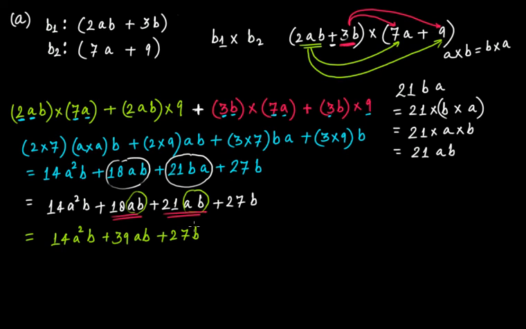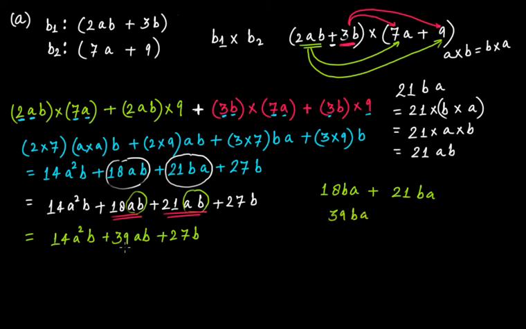Now, if you are thinking we do not convert 21ba to 21ab, but can we convert 18ab to 18ba? Yes, you can. Suppose you don't change the 21ba, but you decide to change this one and make it 18ba, right? Then again, if you add them together, you will get 39ba.